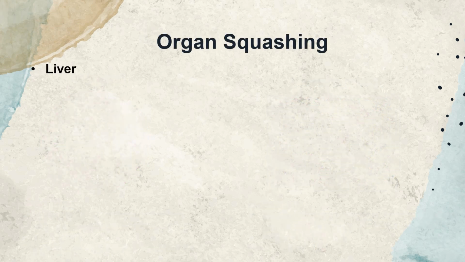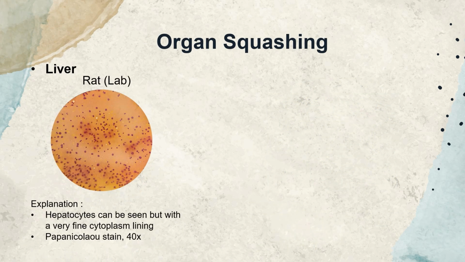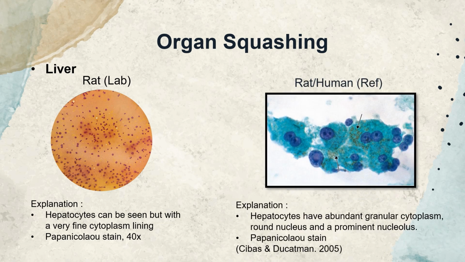Next is liver. From the cells, hepatocytes can be seen but with a very fine cytoplasm lining. The cells are observed under the microscope at 40 times with Papanicolaou stain. The arrow in the reference figure shows hepatocytes having abundant granular cytoplasm, round nucleus and prominent nucleolus.